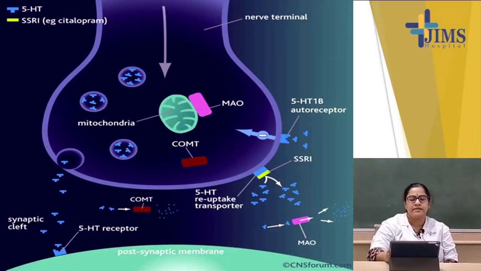So you can see this is the diagrammatic presentation of the mechanism of action. Here we are saying these are the 5-hydroxytryptamine or serotonin. These are the reuptake transporters which are getting inhibited by SSRI, leading to more availability of these serotonins within the synaptic cleft, which have their action on the 5-hydroxytryptamine receptors.